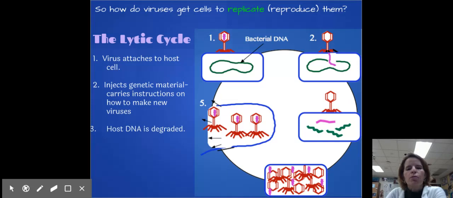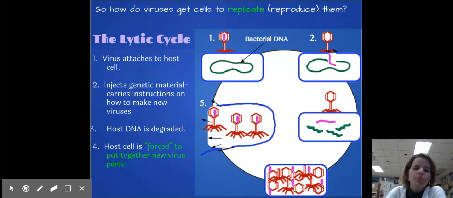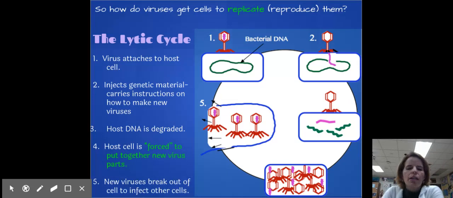So in step number 3, the host DNA is degraded. It starts to fall apart so that the bacteria no longer has its own DNA. The only DNA it has is virus DNA. In step number 4, the host cell is forced to put together new virus parts because the only DNA that's left is the virus's DNA, and the virus's DNA says, build more viruses. So the bacteria doesn't know any better, so it builds more viruses. Eventually, in step number 5, the viruses break out of the cell. It's so full of viruses that they burst out, and they can go on then to infect other cells. So it's a cycle, and it's called the lytic cycle.